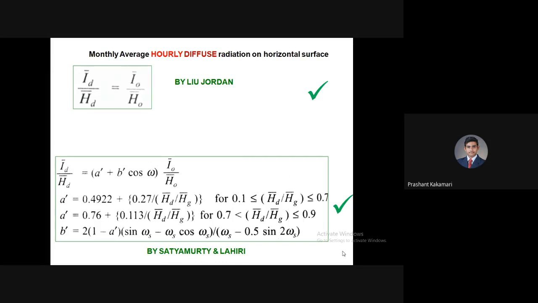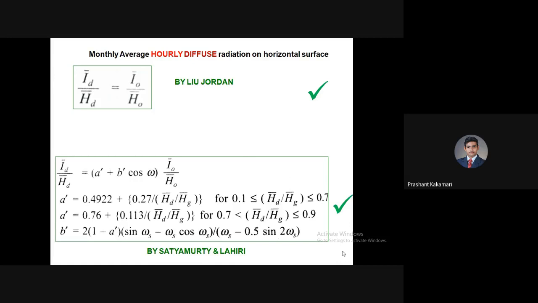Or what I can do, I can take only this hour, 2:30 to 3:15. I can find out only for this hour every day, and this becomes what? The hourly average for that given month.